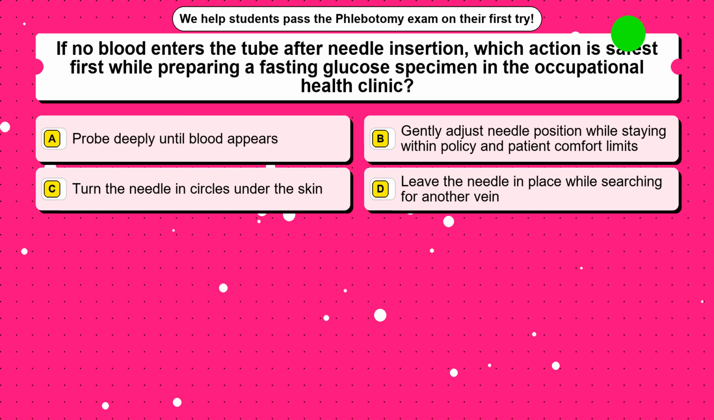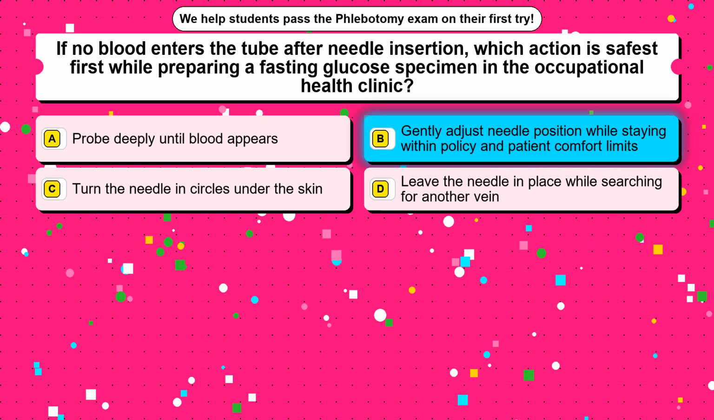Question 5. If no blood enters the tube after needle insertion, which action is safest first while preparing a fasting glucose specimen in the occupational health clinic? Option A. Probe deeply until blood appears. Option B. Gently adjust needle position while staying within policy and patient comfort limits. Option C. Turn the needle in circles under the skin. Option D. Leave the needle in place while searching for another vein.